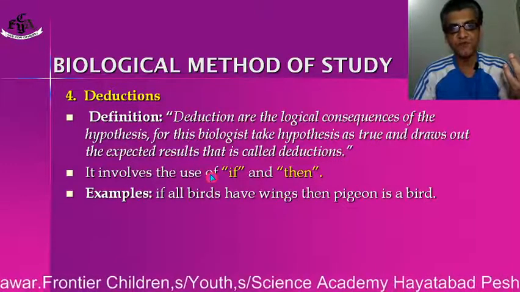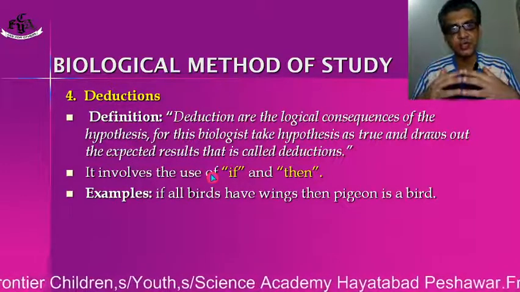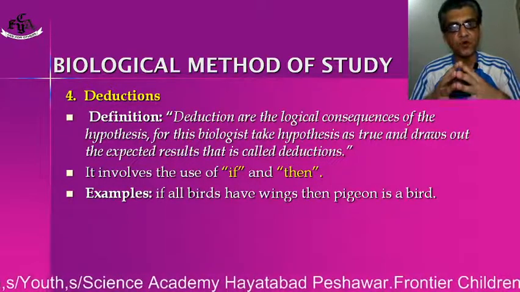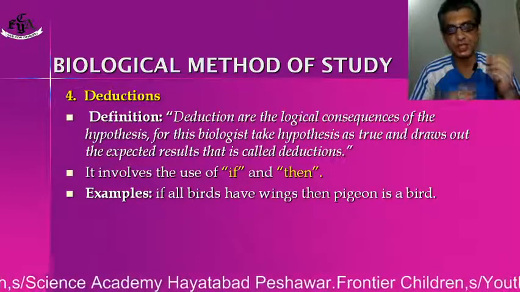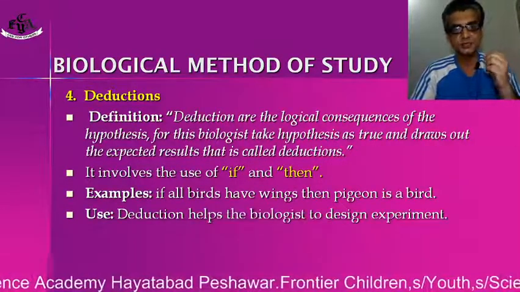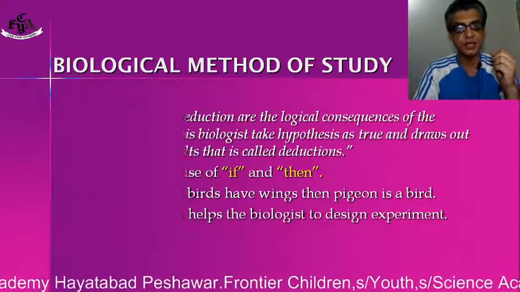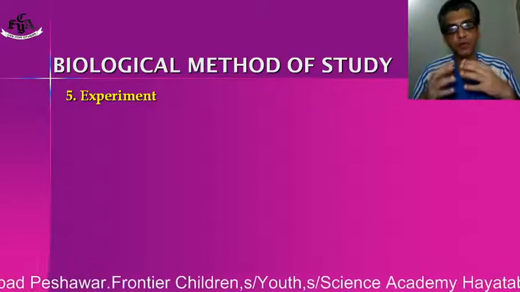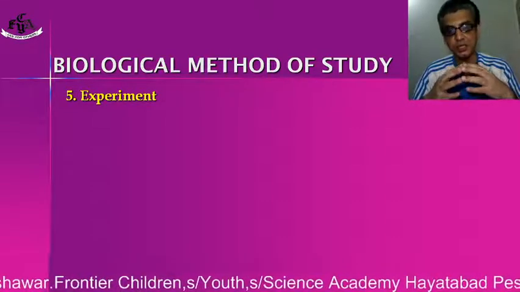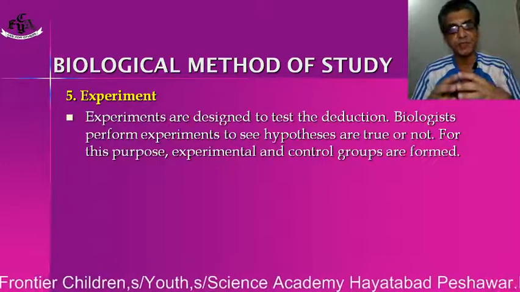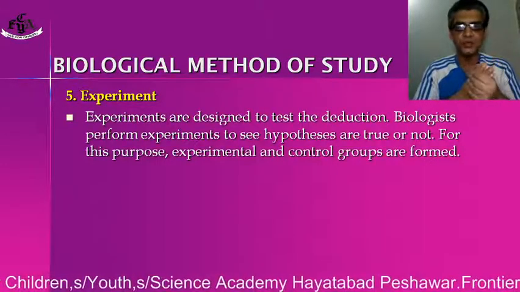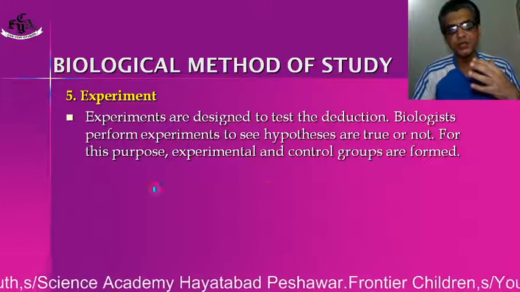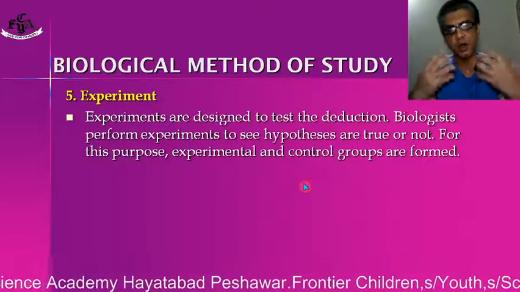So the use of if and then is usual in deduction. So this was step number 4 of the biological method of study. The next step is experiment. This is a very important step of the biological method of study. Experiments are designed to test the deduction. Biologists perform experiments to see whether the hypotheses are true or not.